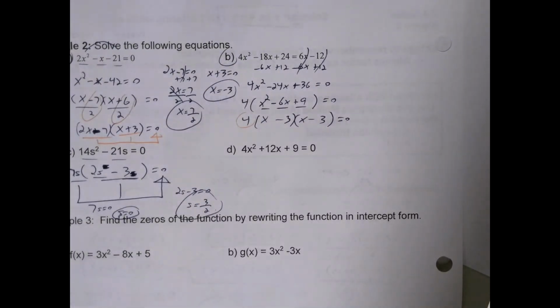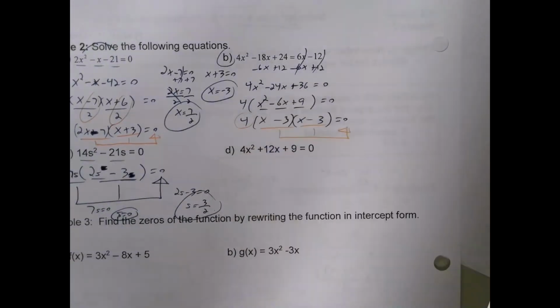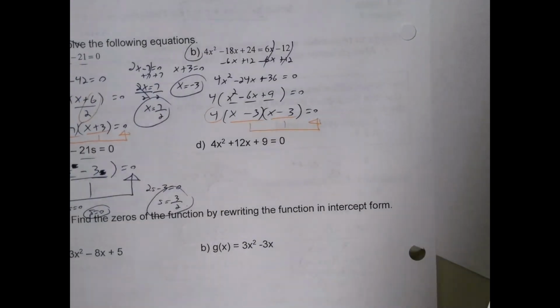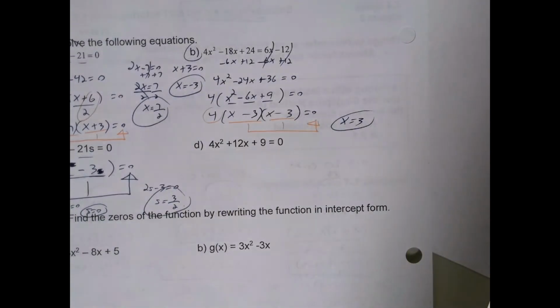Now, when you get to this step, you see how the 4 doesn't have a variable attached to it? So you don't set that equal to 0. It has to have a variable like an x on it to set it equal to 0. So all you do is you take these 2 pieces and set them equal to 0. So what's x going to be in this case? 3. You only get one answer. You don't write 3 twice. You just write it once.